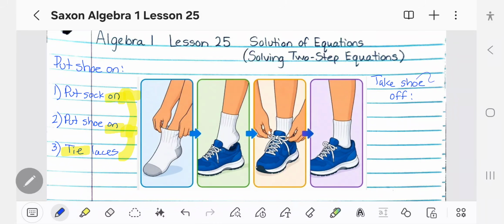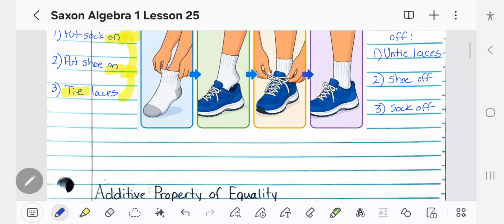So let's list the appropriate order over here. If we want to take the shoe off, we're going to have to untie the laces. We're going backwards and opposite. Then we would take the shoe off. And then we would take the sock off. Okay? So what is the point of this?